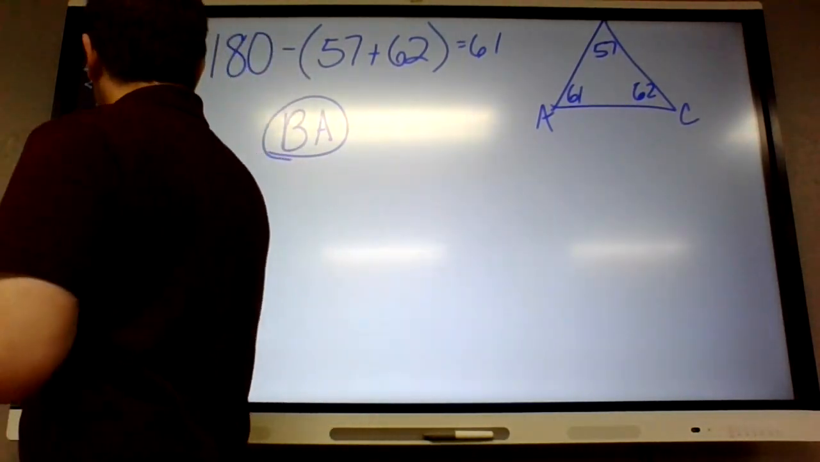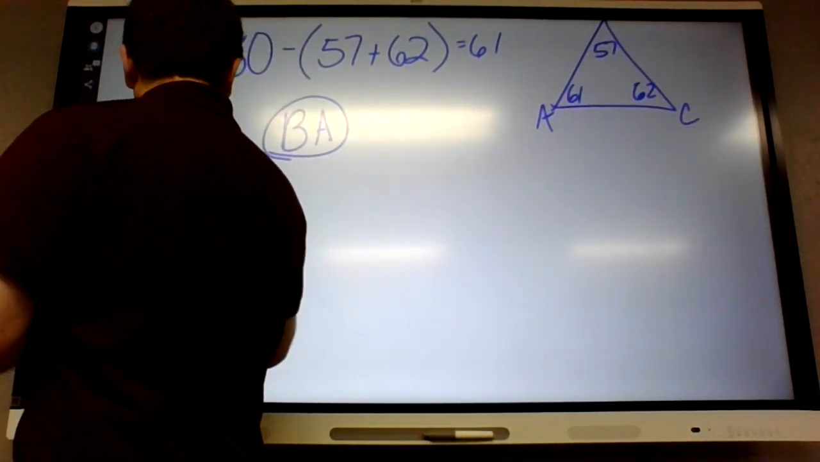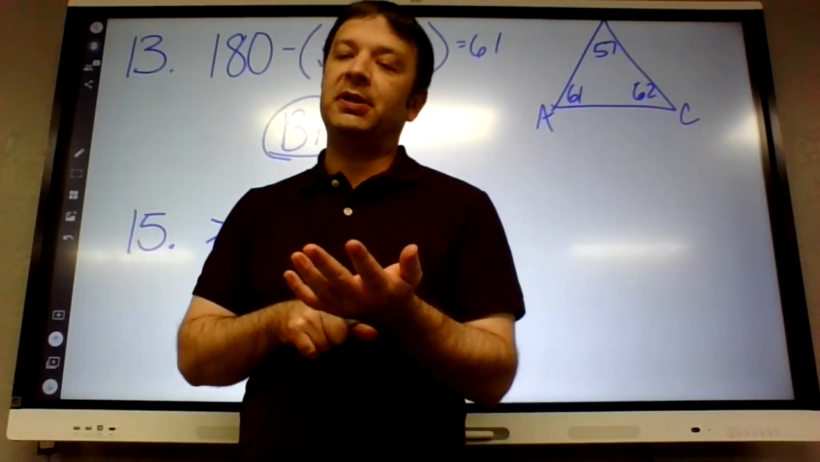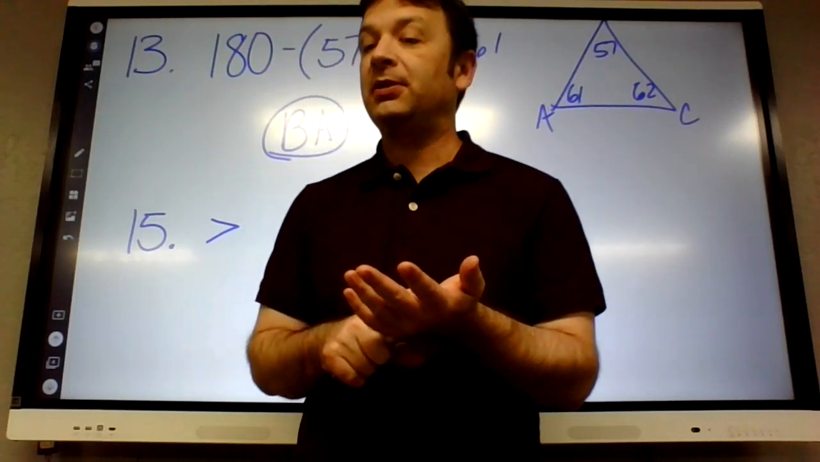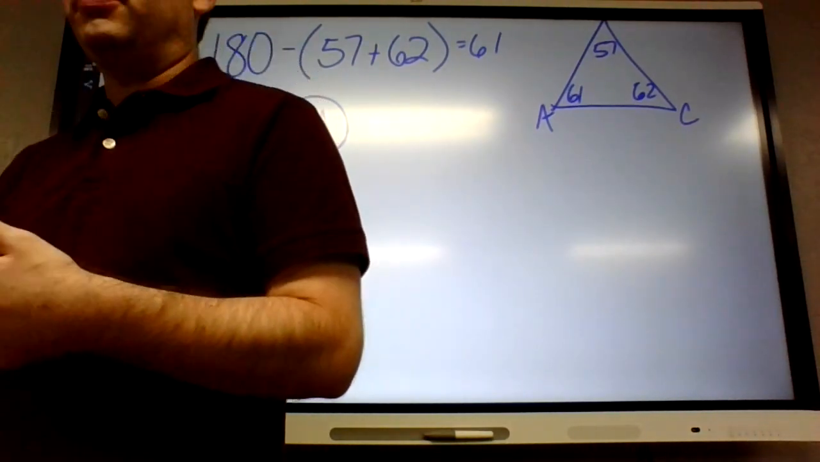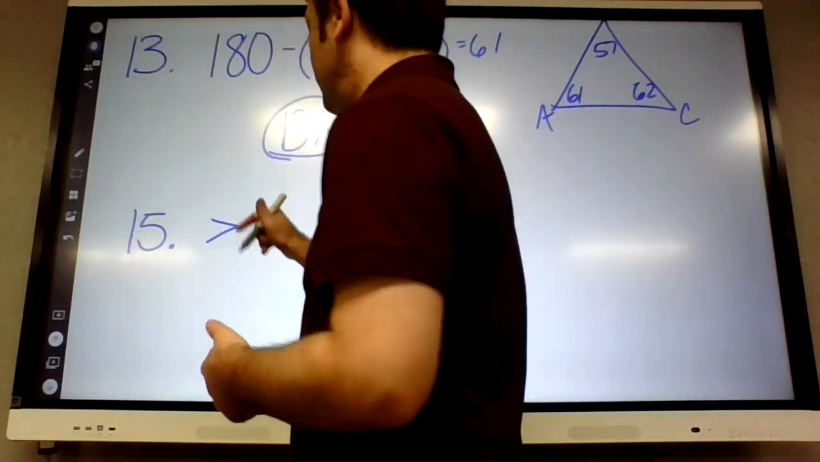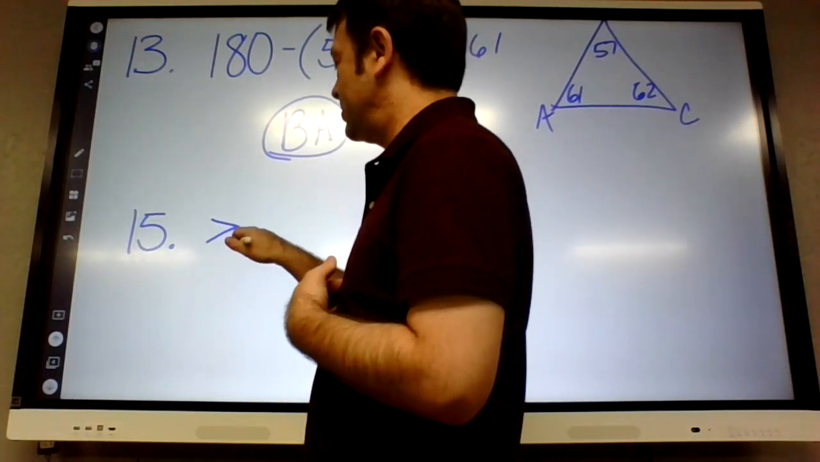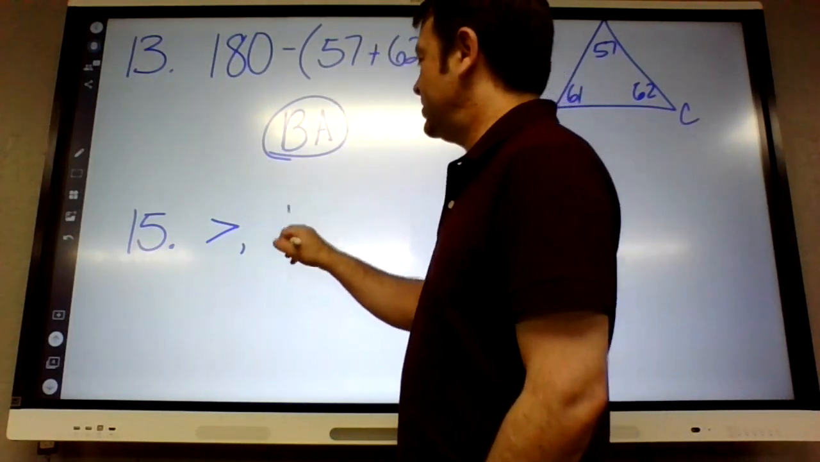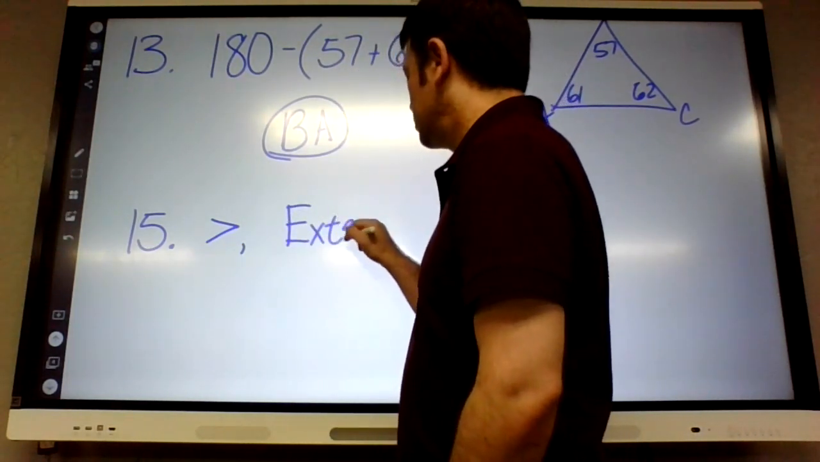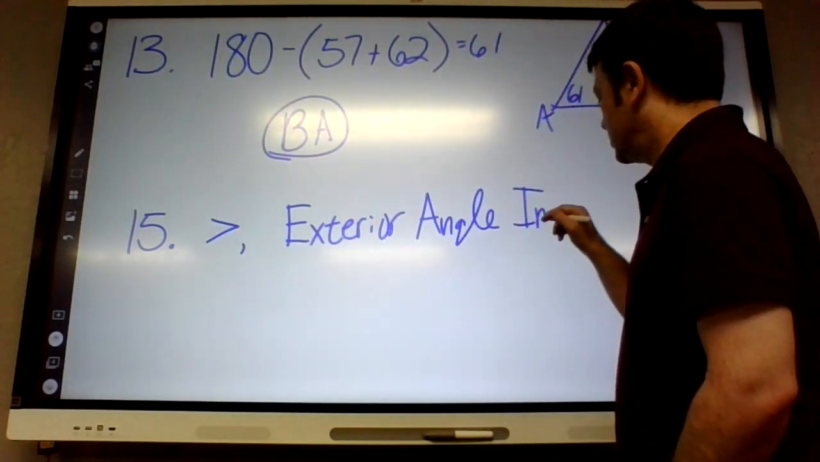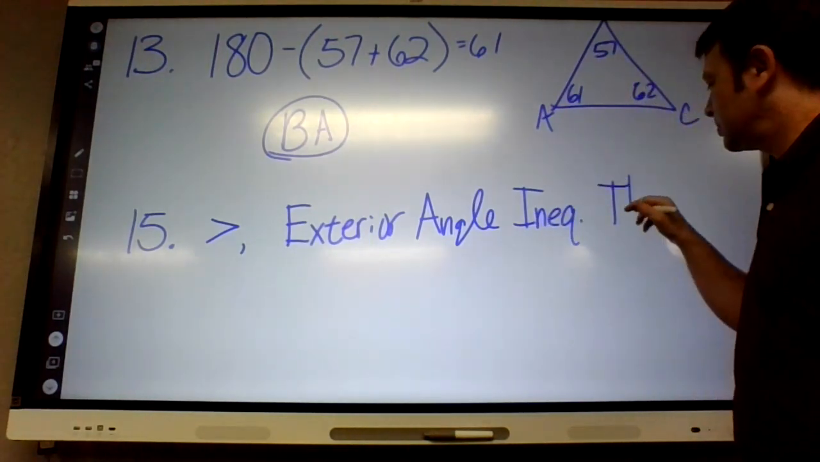We talked about this at the beginning. Angle 4 is a what kind of angle to that triangle? Exterior. It's an exterior angle to the triangle on the left. Exterior angles have to be bigger than the two remote interior angles. So angle 4 is bigger, so I put greater than, because angle 4 was on the left. And it's called the exterior angle inequality theorem. I'm going to abbreviate theorem.